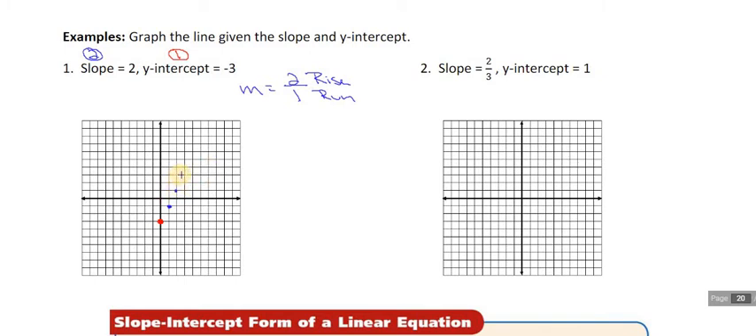Up 2 blocks, right 1 block. Up 2 blocks, right 1 block.